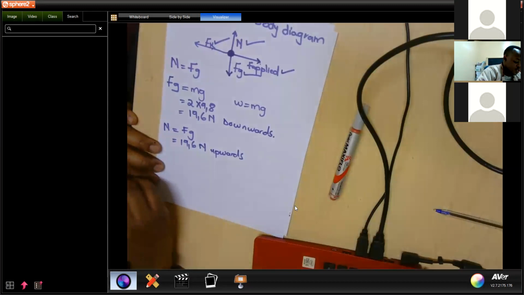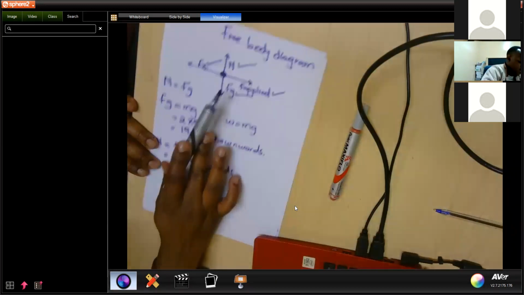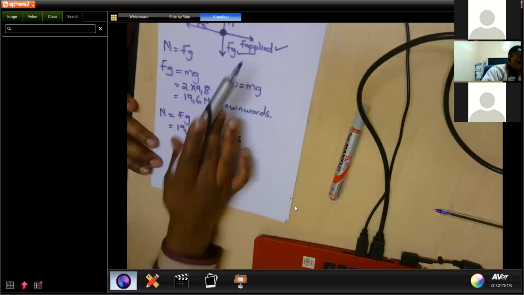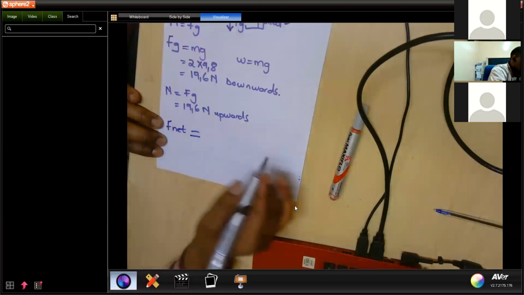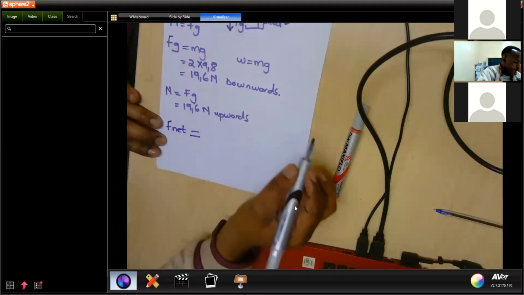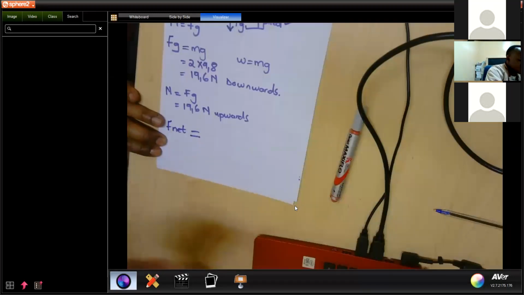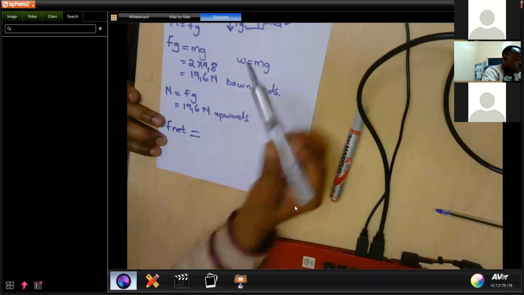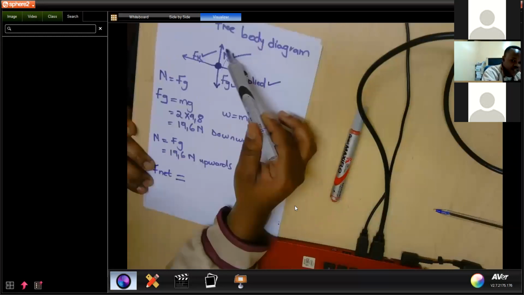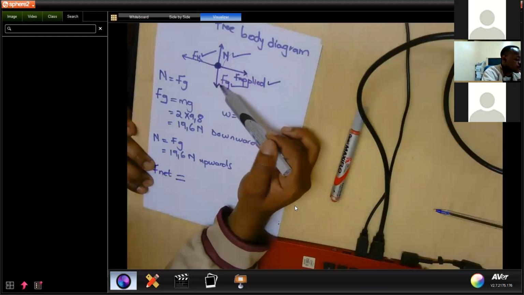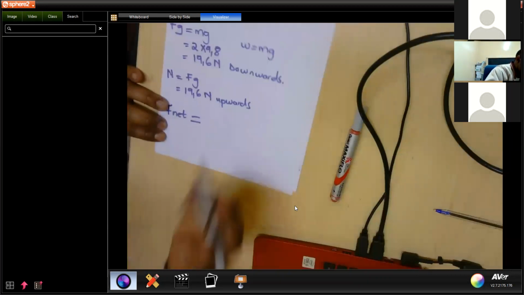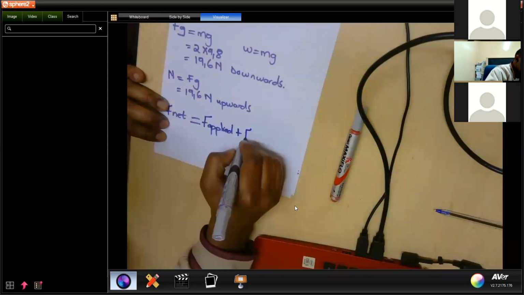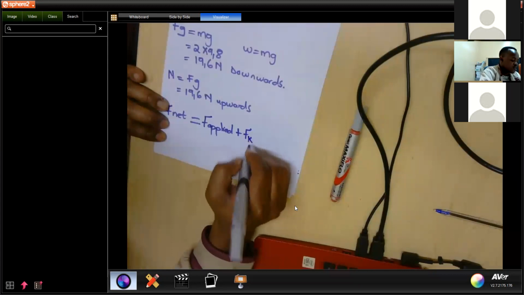Now, my dear learners, let us say now they ask us to calculate the net force that is acting on this object. What we are going to do is we are going to say F net is equal to, now remember, we are going to add all the forces that are acting on the object. But because these two forces, the normal force and the force of gravity, are balanced, they are giving me a net vertical force of 0, then I don't have to include them. Then I must just include the forces that are acting horizontally. And this is going to be F applied plus Fk, which is the kinetic friction.